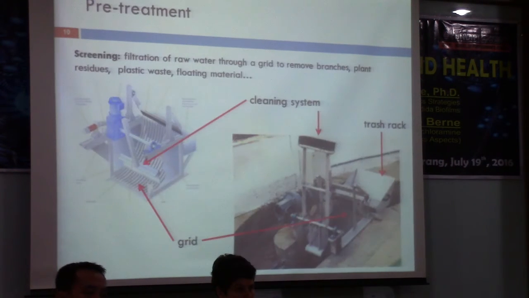So first, pre-treatment. Pre-treatment consists of screening, that is to say a filtration of the water through a grid, like this. And there is a system to clean mechanically the grid, and the waste is collected in the trash box here. It is necessary to remove largest waste, like branches or like bottles, for example, which can be present in the resource.